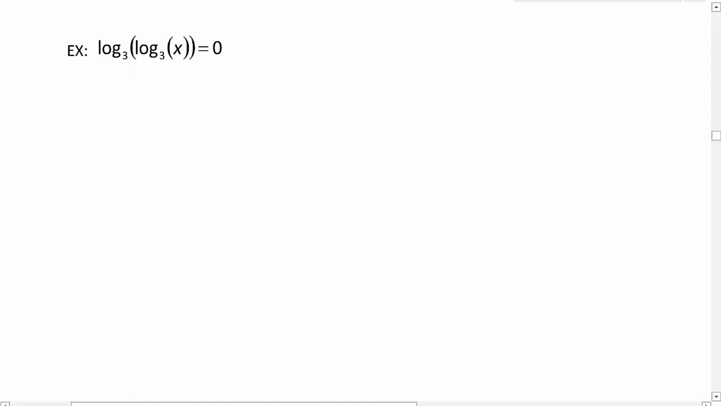In order to rewrite it as an exponential, we need a single log equal to a constant. I mean, we have that. If you look at the outside function, we have log base 3 of something equal to 0. That means that we can rewrite it in exponential form. Our exponential rewrite is going to be 3 to the 0 equals log base 3 of x. 3 to the 0 is 1.